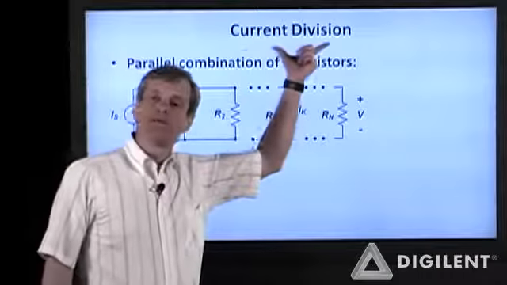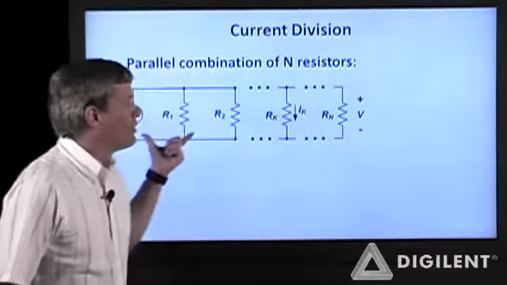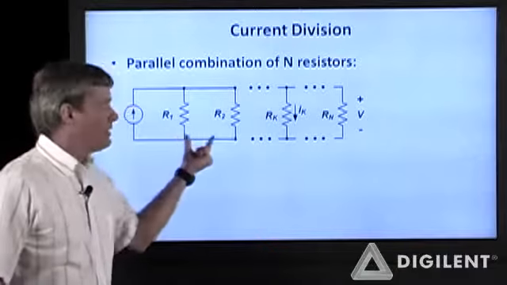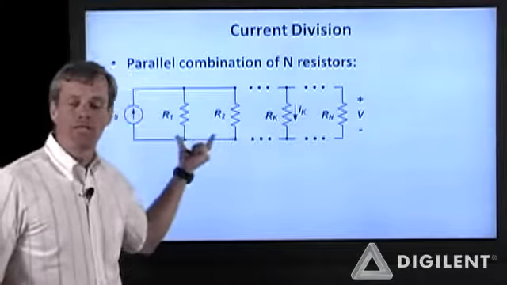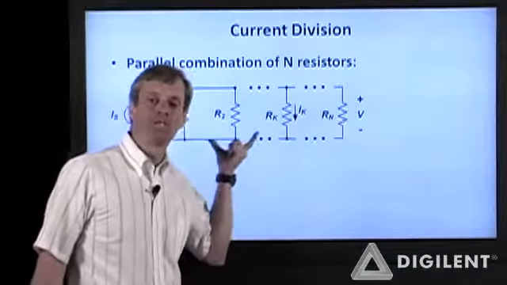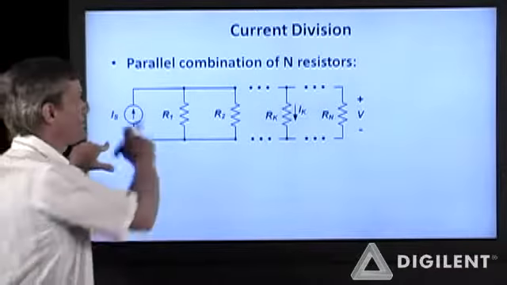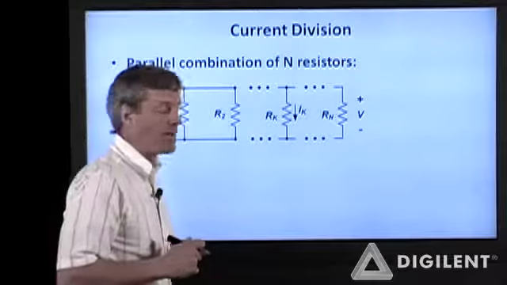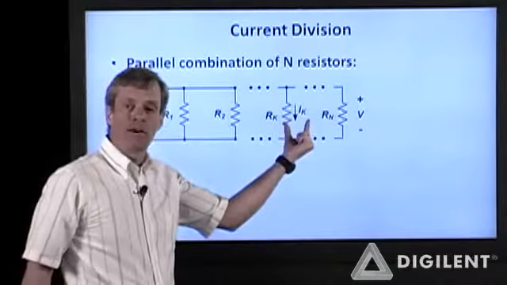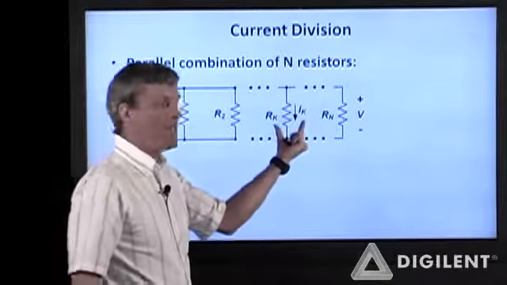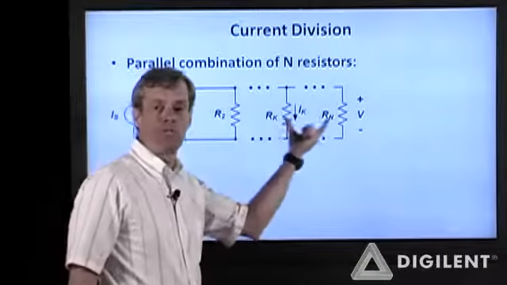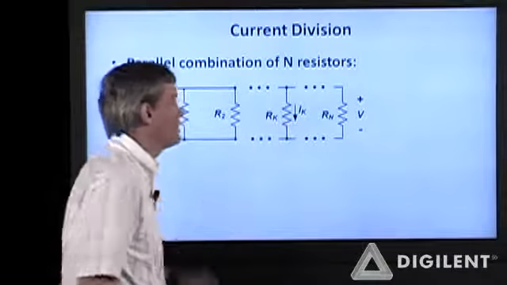Now let's look at a process called current division. What we're going to do is take a look at a parallel combination of N resistors, so a fairly general setup, which have a single current I sub S flowing into this parallel combination. We're going to want to find the current I sub K through some arbitrary resistor in this combination.